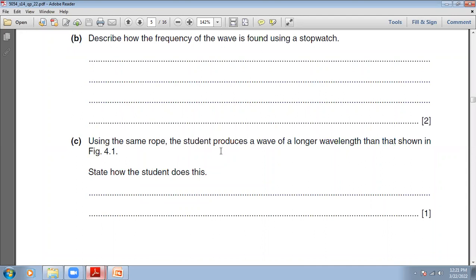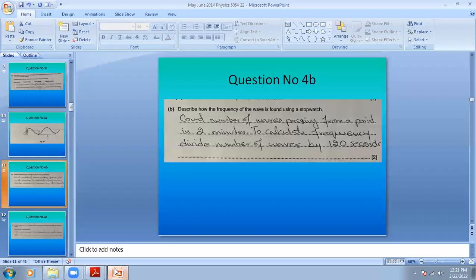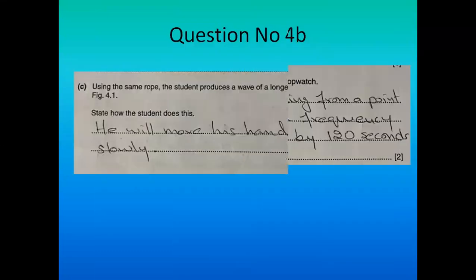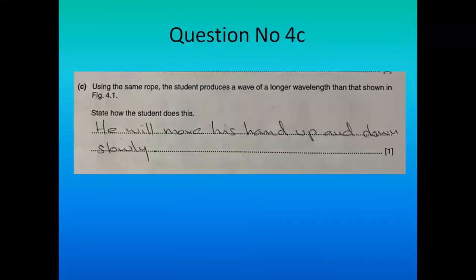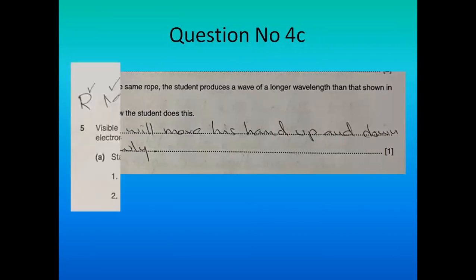It says, using the same rope, the student produces a wave of longer wavelength than that shown in figure 4.1. State how the student does this. If you want to produce waves with a longer wavelength, you have to move your hand up and down slowly. The hand with which they were producing the waves in the rope should move slowly. He will move his hand up and down slowly.